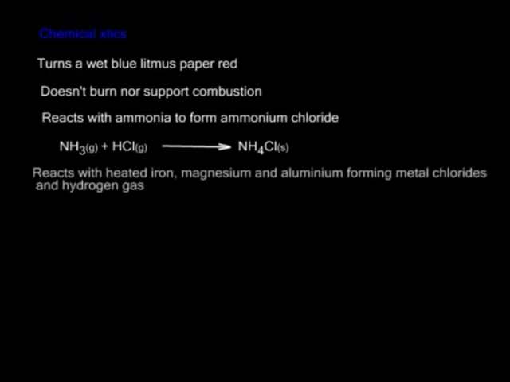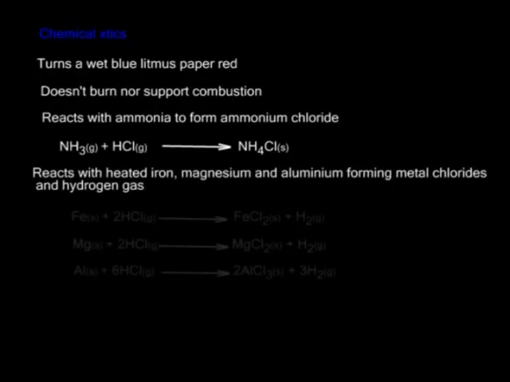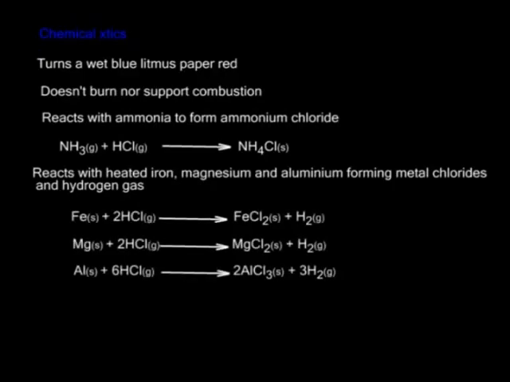Hydrogen chloride gas reacts with heated iron, magnesium and aluminium, forming the metal chloride and hydrogen gas. Where the metal exhibits more than one valency, the chloride of the lower valency is formed. For example, with iron, iron(II) chloride is formed. This is unlike the reaction of chlorine with metals, where the chloride of the higher valency is formed. Hydrogen chloride gas does not react with copper because copper is lower than hydrogen in the reactivity series.